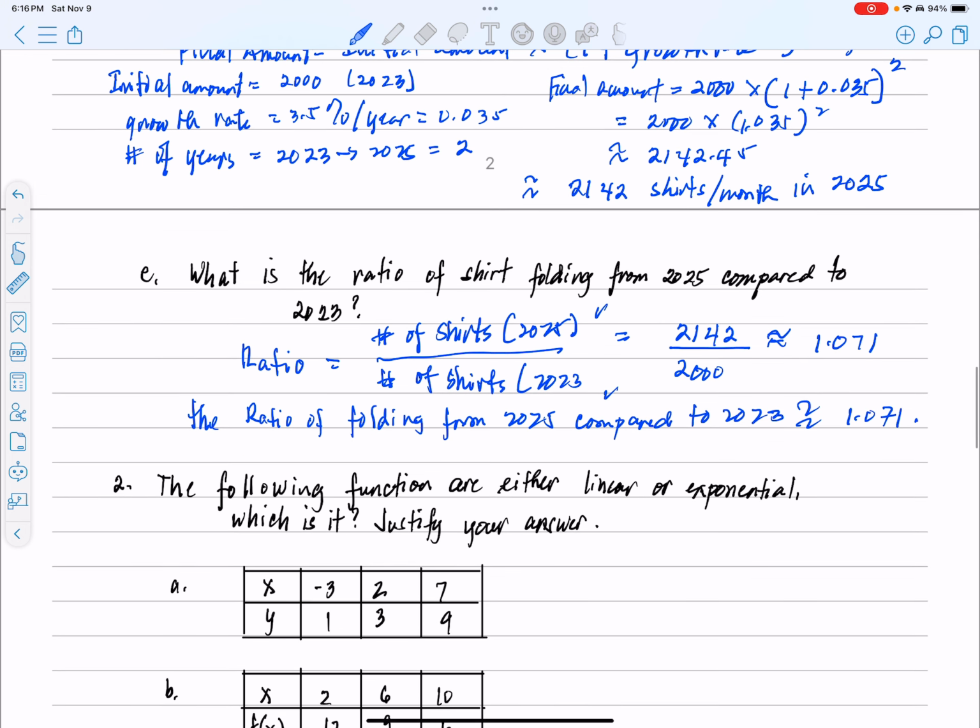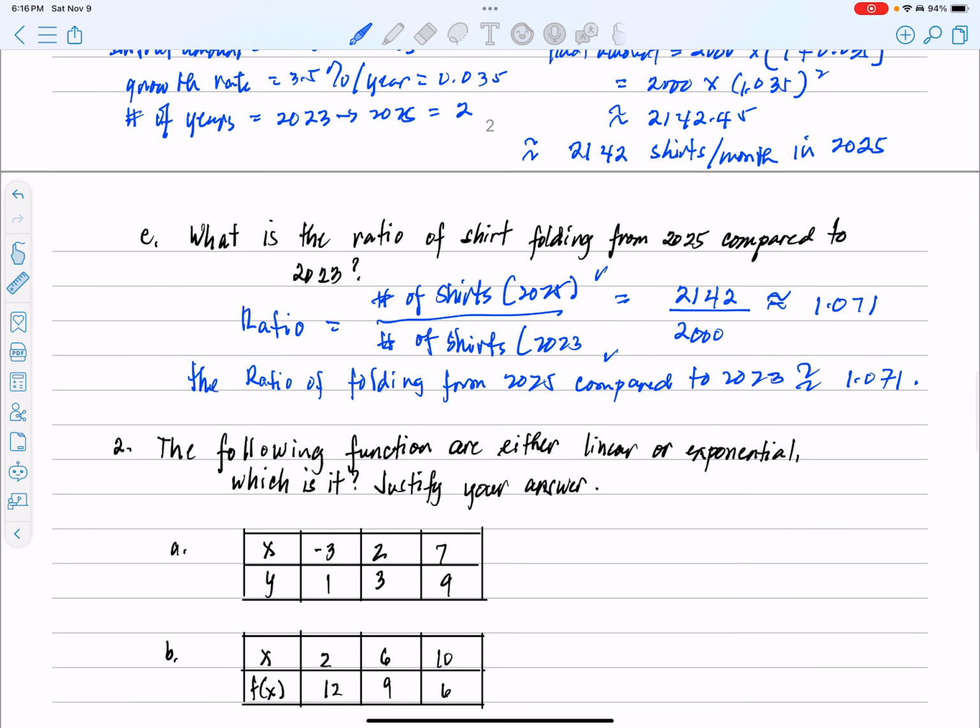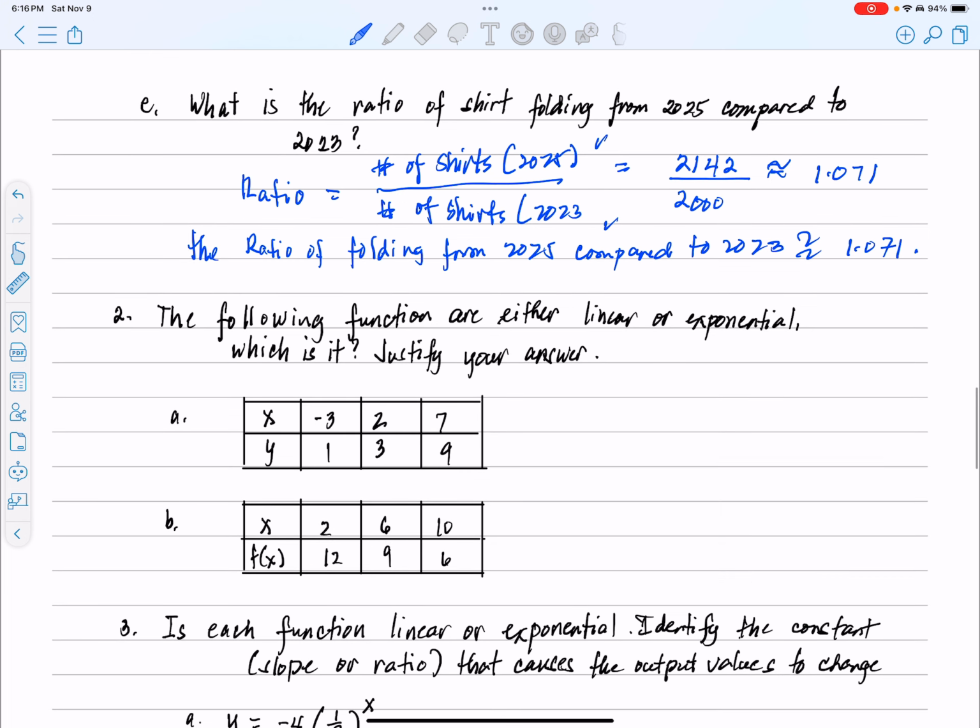All right. Let's have question number 2. The following functions are either linear or exponential. Which is it? And justify your answer.